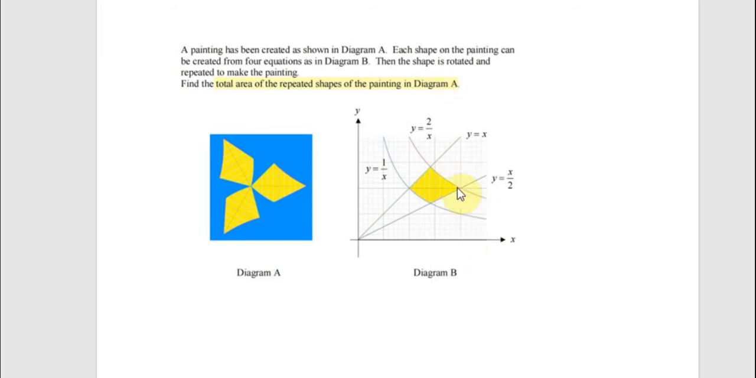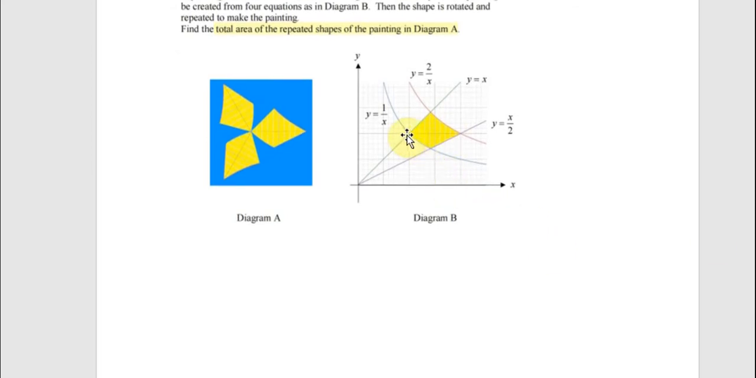So we need to find the total area in one object. Then later we multiply by 3, since you have 3 diagrams in here. Now let's calculate this area.